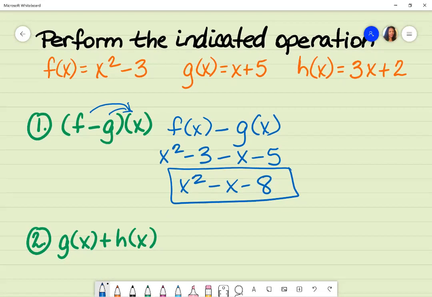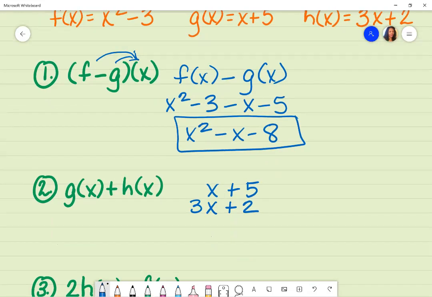The next part for number 2 is asking me to take g of x and add it to h of x. Simple enough, right? G of x is x plus 5. H of x is 3x plus 2. And then I'm just told to add it. So that's what I'm going to do. Remember, there is a 1 right here. So when I add down, this is 4x plus 7. That's my answer.